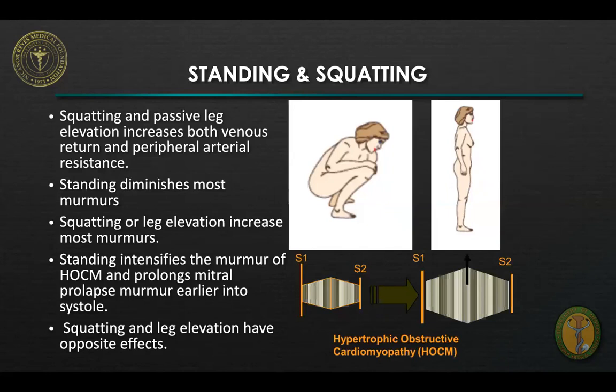During standing and squatting, squatting and passive leg elevation increase both venous return and peripheral arterial resistance. Standing diminishes most murmurs. Squatting or leg elevation increases most murmurs. Standing intensifies the murmur of HOCM and prolongs the mitral prolapse murmur earlier into systole. Squatting and leg elevation have the opposite effects.